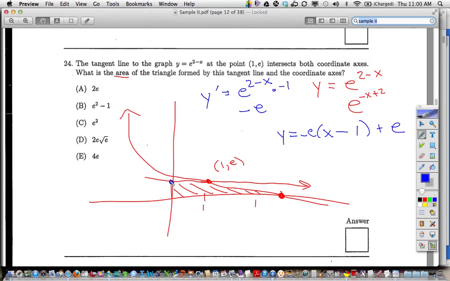So what is this point right here? Well, how do we get this point? Put a 0 in for x. So we get y equals negative e times 0 minus 1 is negative 1, plus e. Negative e times negative 1 is e. E plus e is 2e. So this height right here is 2e.